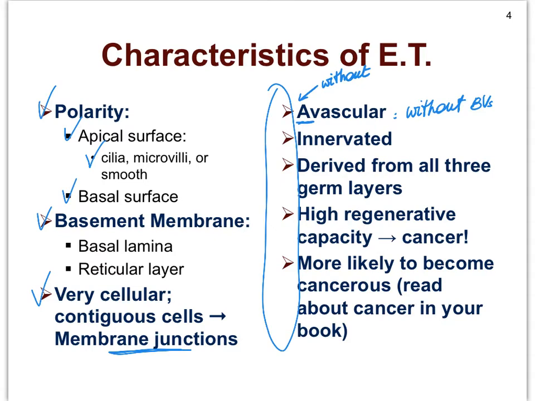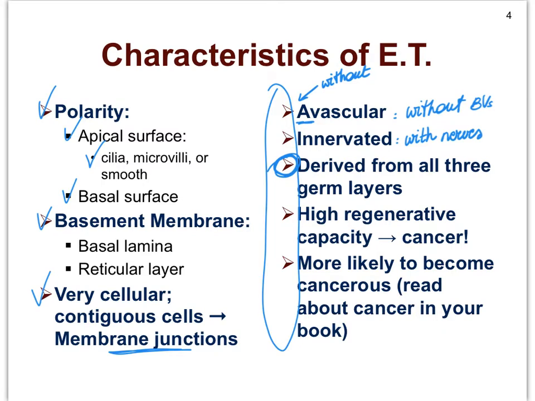We do see that all of our epithelial tissue is innervated, meaning the nervous system supplies it with nerves. So we do see a nerve supply, but we do not see a supply of blood vessels in the epithelial tissues. I'm going to skip this one for now. We'll come back to that in just a second.